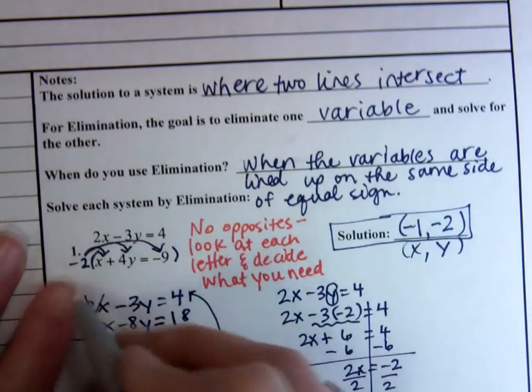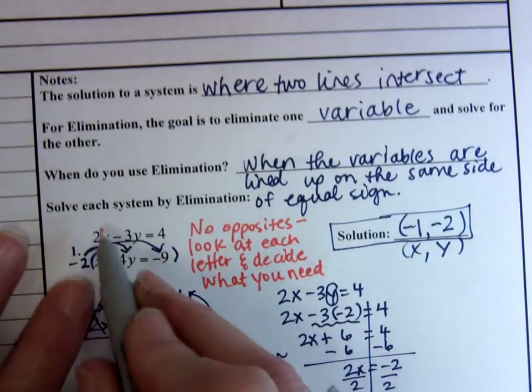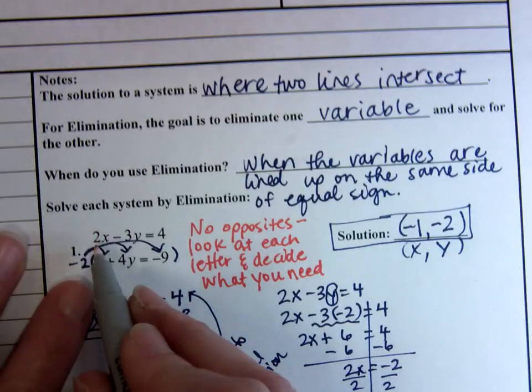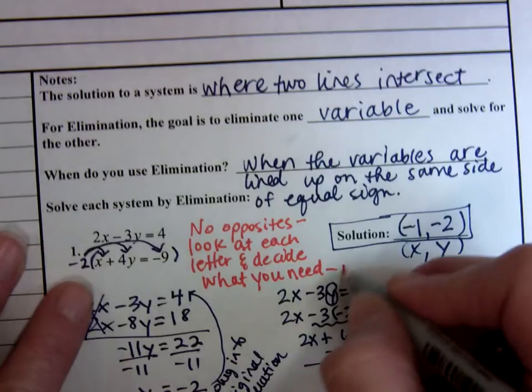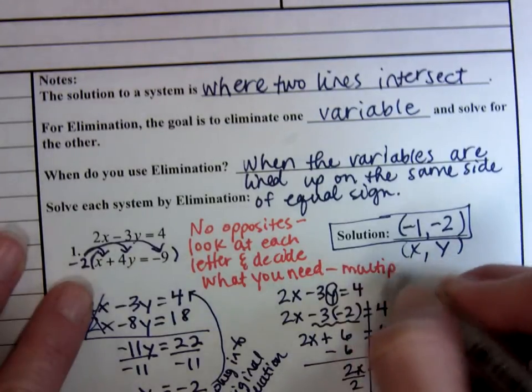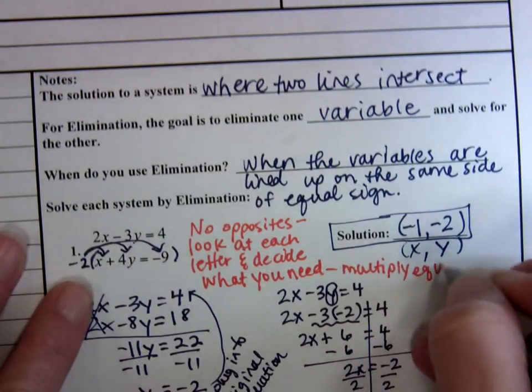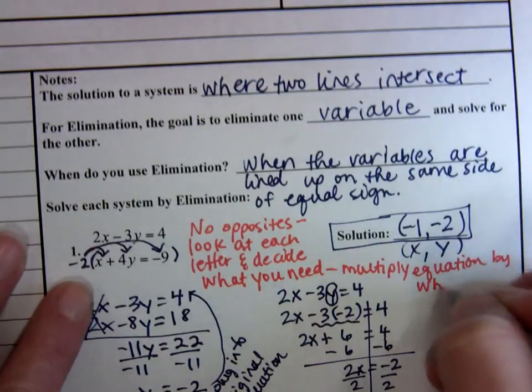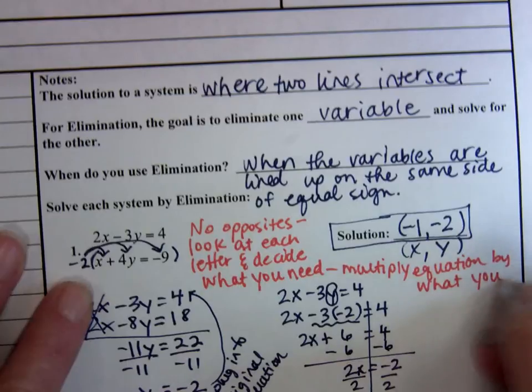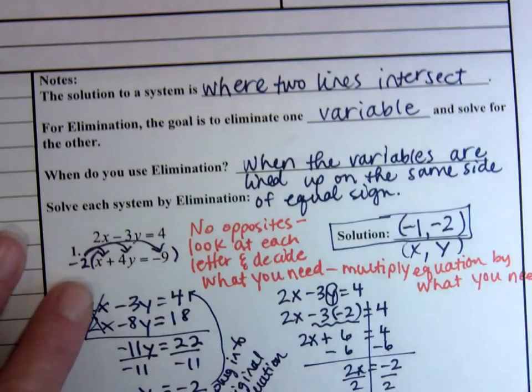So in this case, we needed a -2x to cancel out with a positive 2x. And so when we decided what we needed, we just multiplied your equation by what you need, and then you just go to town solving. Okay?